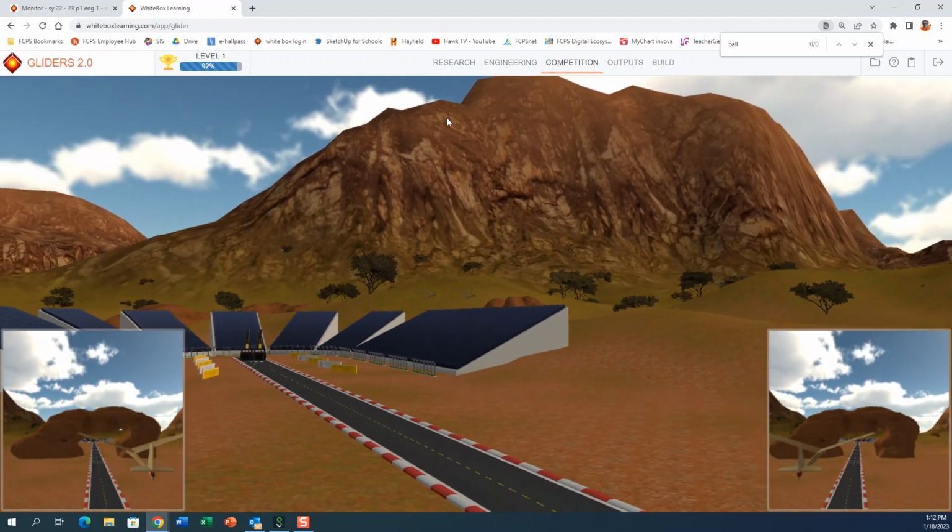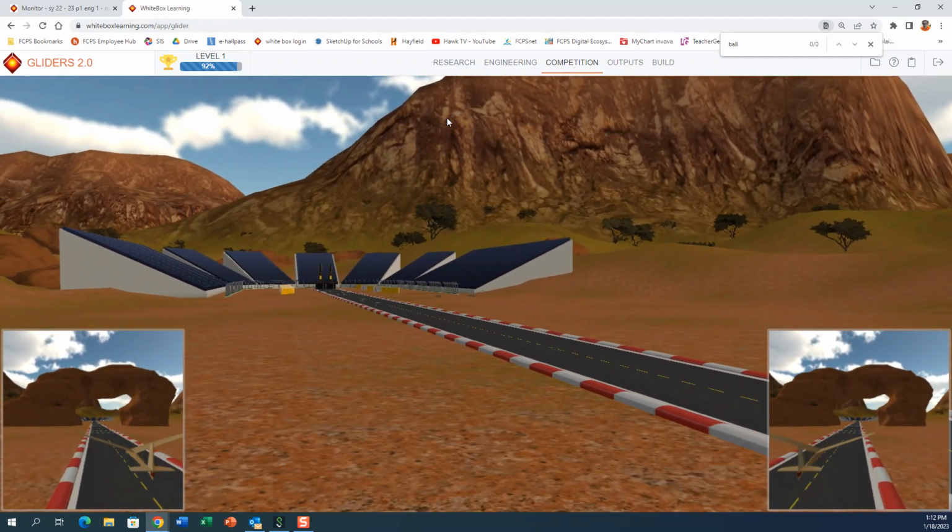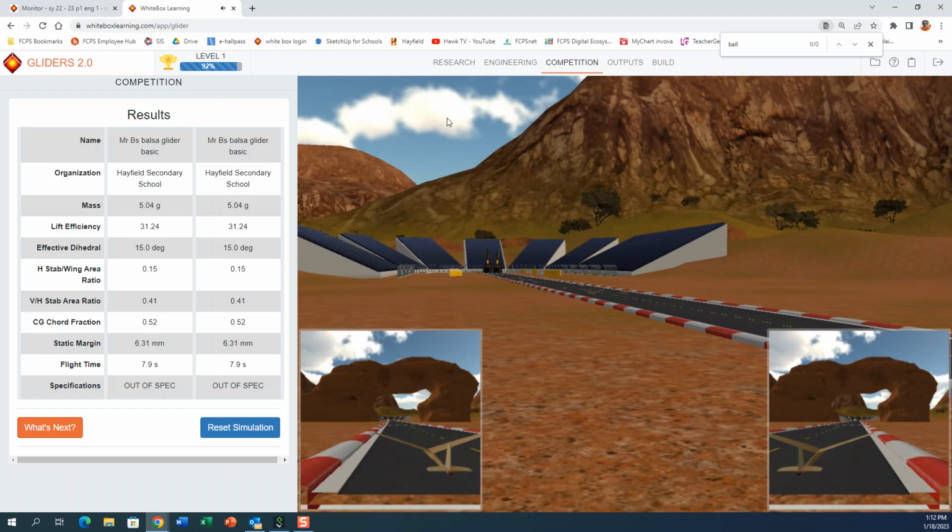Looks a little better, kind of hard to tell. Let's see what the stats are. Okay. Our flight time went to almost 8 seconds. We were at 6.1 before. That's a pretty big improvement. Notice what happened to our mass. We went from 7 grams down to 5 grams. All right. So we got a pretty good plane here.